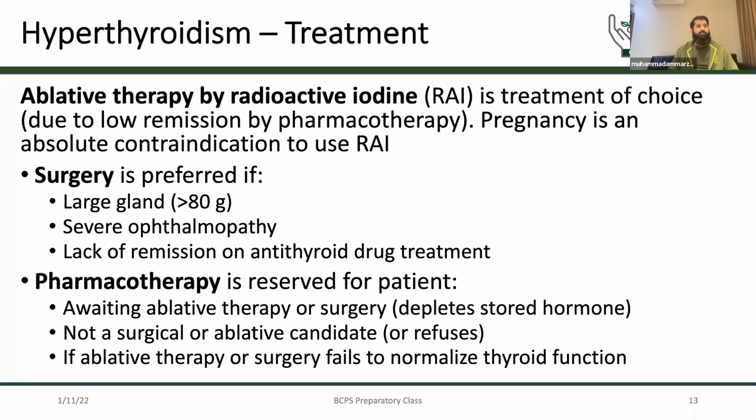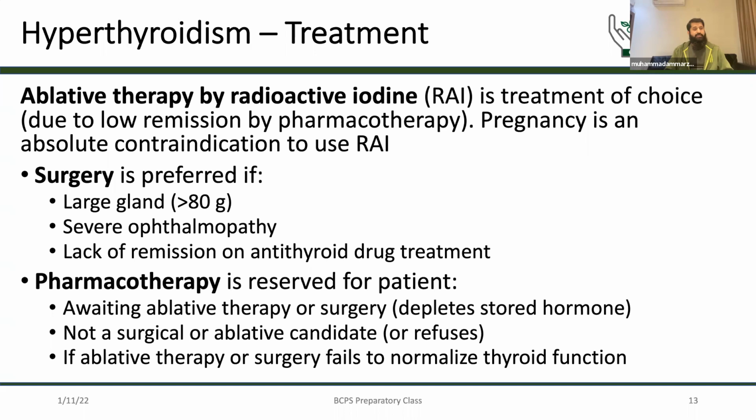Similarly, propranolol or beta blockers are added several weeks before surgery to maintain pulse rate less than 90 beats per minute. So pharmacotherapy is reserved for patients who are waiting for ablative therapy or surgery. We already discussed that the treatment of choice is ablative therapy. But if the patient is waiting for ablative therapy or waiting for surgery, we can use pharmacotherapy to deplete stored hormones or to achieve euthyroid.